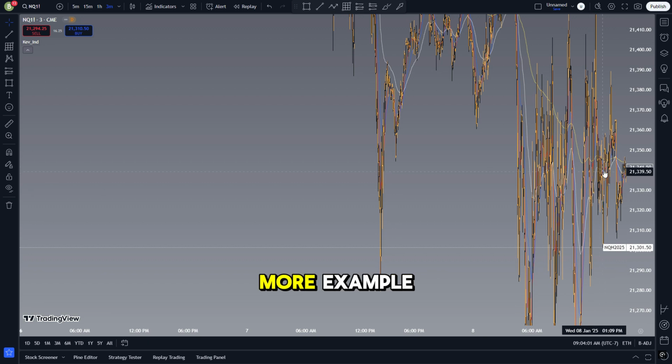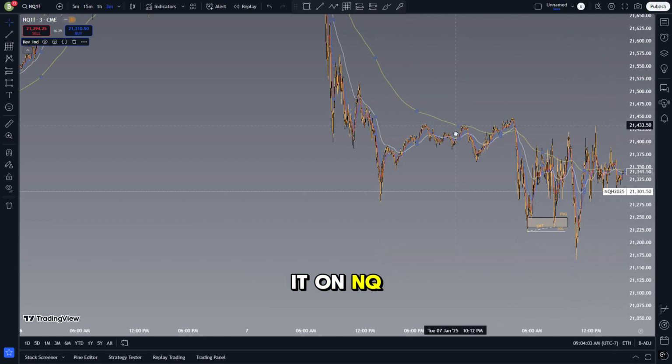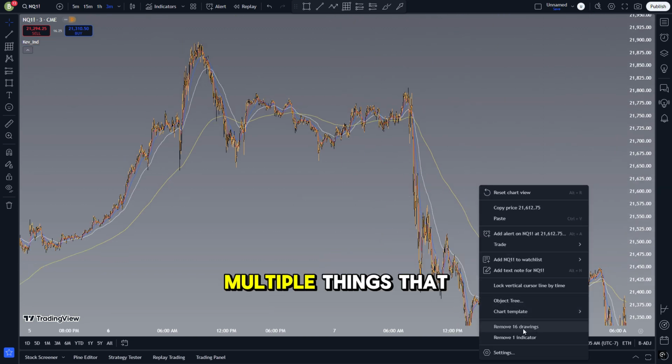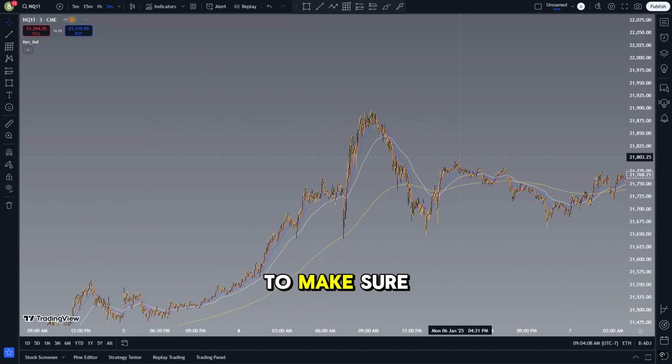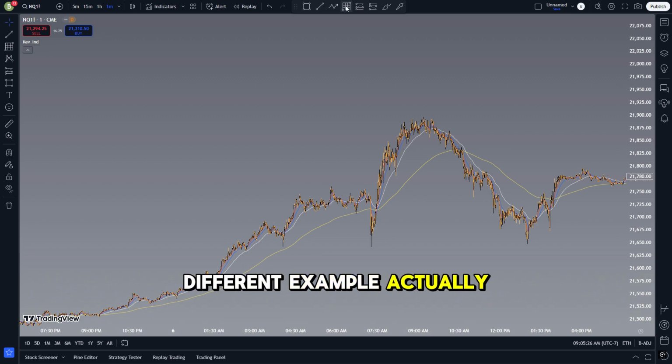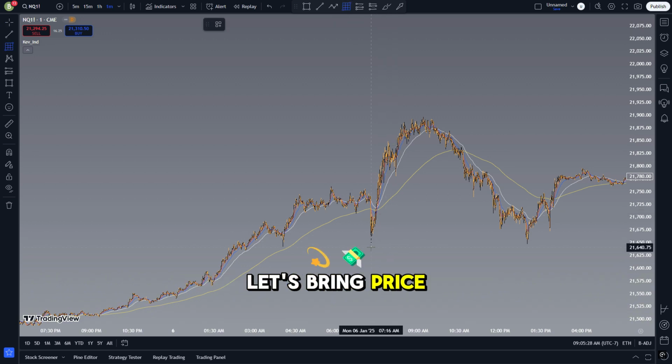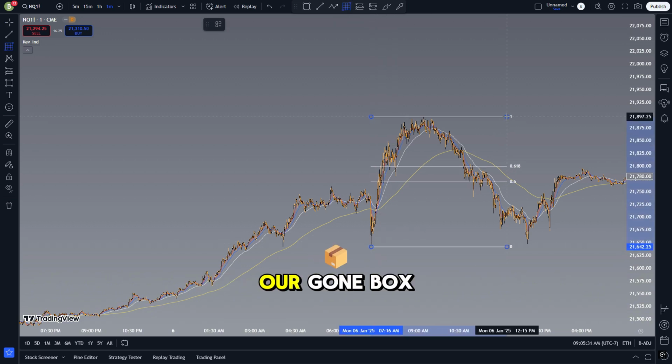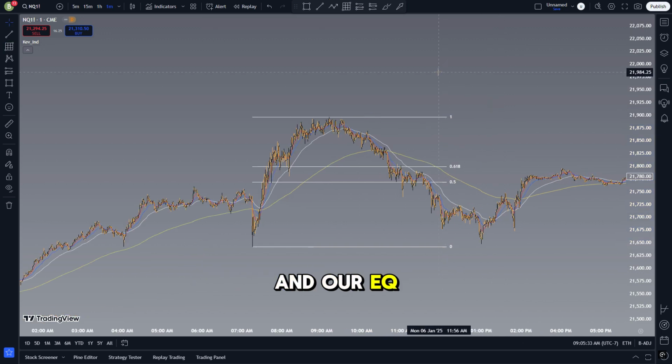Let me show you one more example, but this one we're going to do on NQ to see if we can find multiple things that we're looking for to make sure we're taking the best trades possible. Let's do a different example actually. Let's bring price in where we have our Gone box and our EQ.